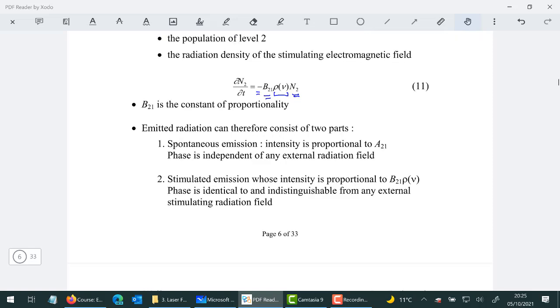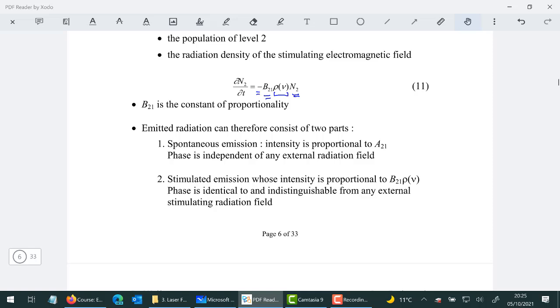Our emitted radiation, therefore, has 2 parts to it. It has a spontaneous part, and the intensity is proportional to the Einstein A coefficient, and its phase is independent of any external radiation field. We don't need to put light in to make that happen. And we have stimulated emission, and the intensity of that is dependent on how much light we put in, the number of atoms that we have in there, and so on.